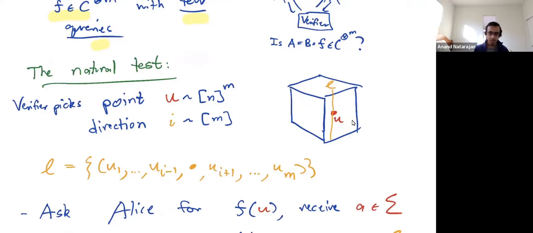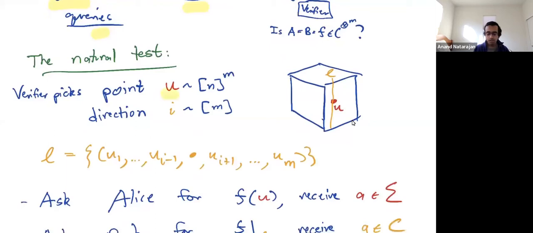We'll have the verifier pick a random point U in the space N tensor M, and a random direction I out of the M possible directions that you could shoot an axis parallel line in. And then we'll define the line, which is basically the line in direction I through U, which is the set of all points that agree with U on everything but the ith coordinate.